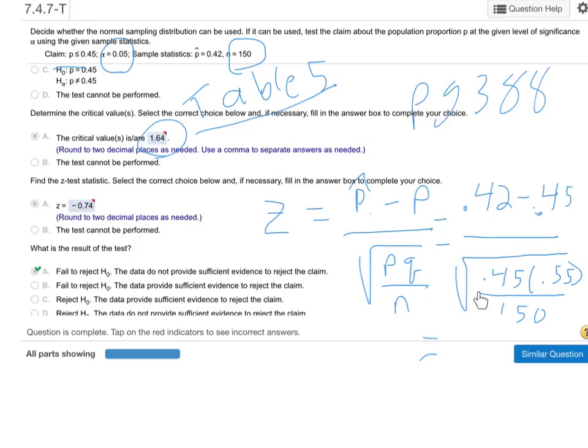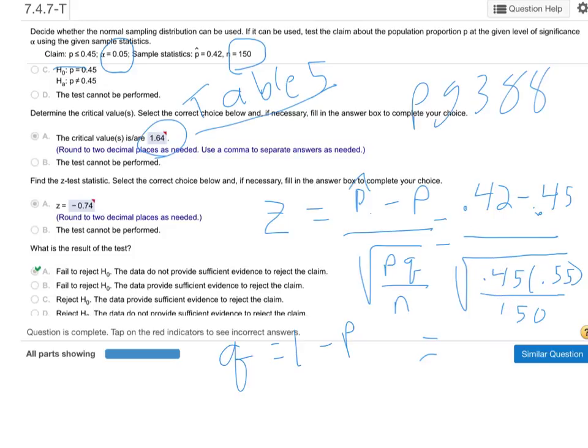Now, how did I get Q? Q is just 1 minus P, right? And so 1 minus 0.45 would be 0.55. Then n was given up here as 150. And so it's a matter of putting this in the calculator.